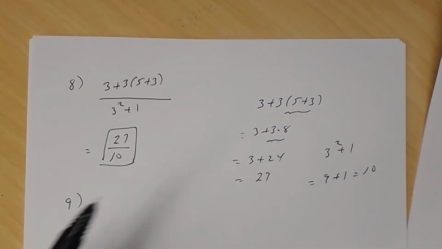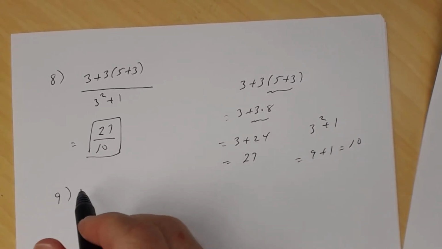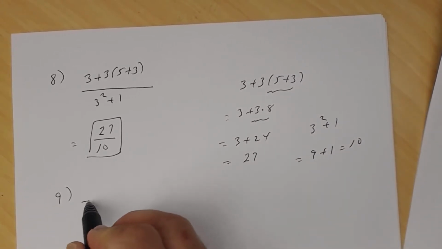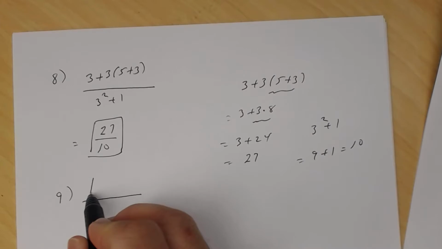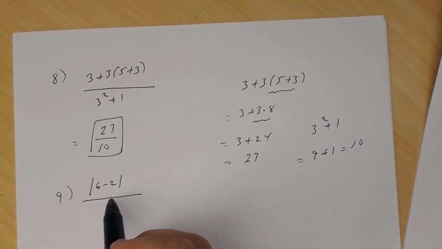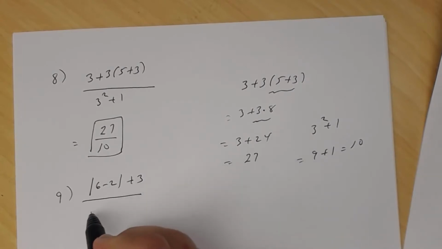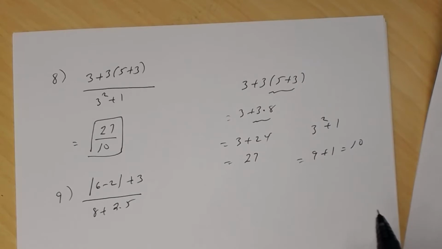Okay, number 9, suppose you had this. Let's say you had the absolute value of 6 minus 2. Now remember, this means absolute value. If you see those two bars right here, that means absolute value. So the absolute value of 6 subtract 2, plus 3, and then 8 plus 2 times 5. So let's suppose we have that.